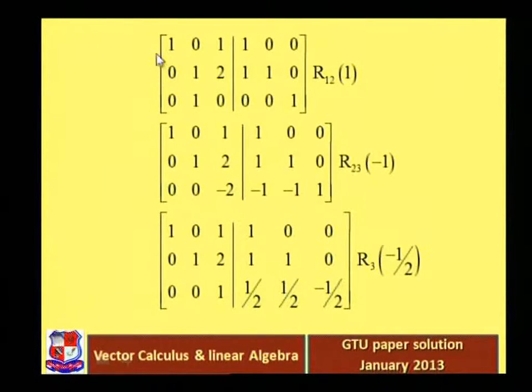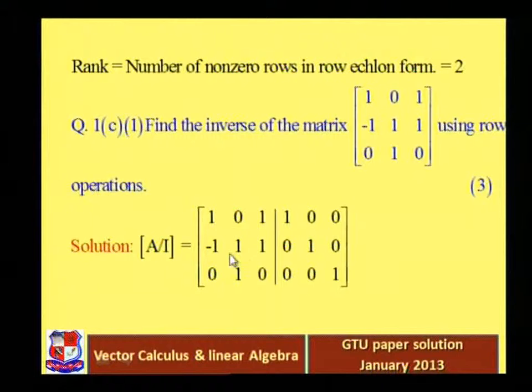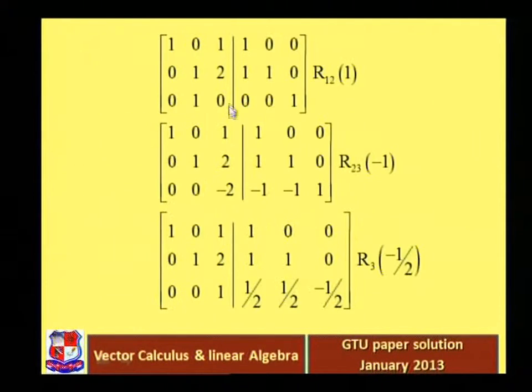The second row becomes 0, then 1 plus 0 is 1, 1 plus 1 is 2, then 0 plus 1 is 1, 1 plus 0 is 1, and 0 plus 0 is 0. So the second row is 0 1 2, 1 1 0. The third row is as it is. Now this is our leading entry, and below it we already have 0 in that column.